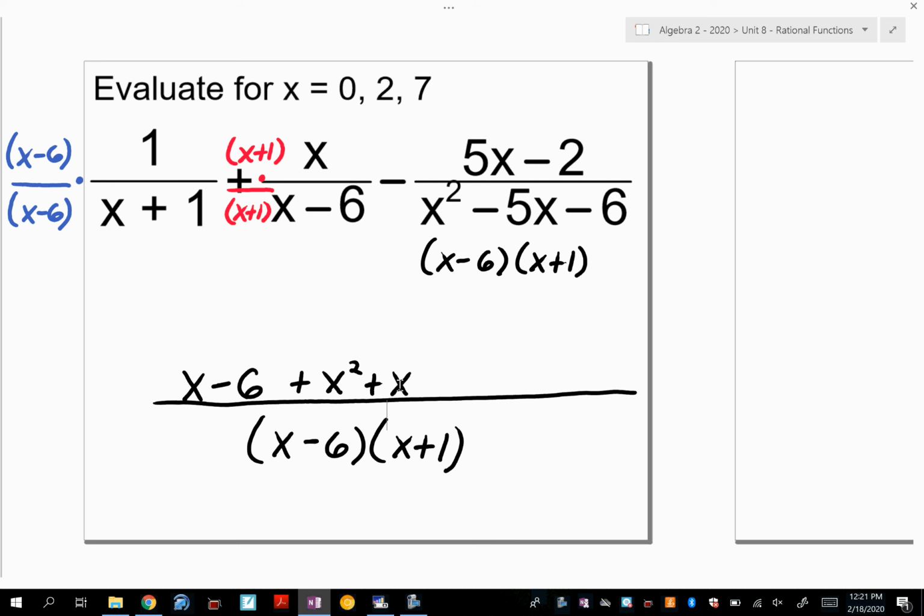All I'm doing is touching the tops. I'm not doing anything to the bottoms, because all the bottoms are the same. All the denominators are this.